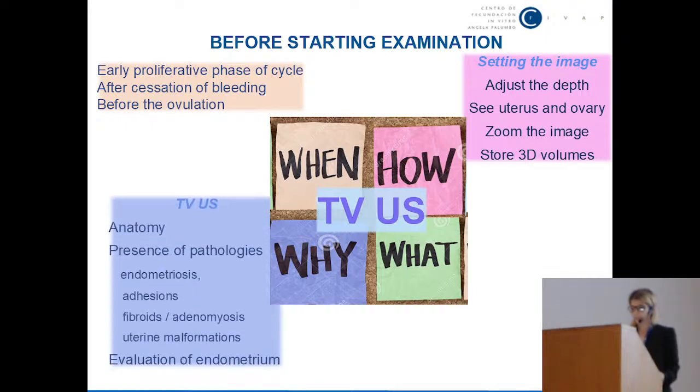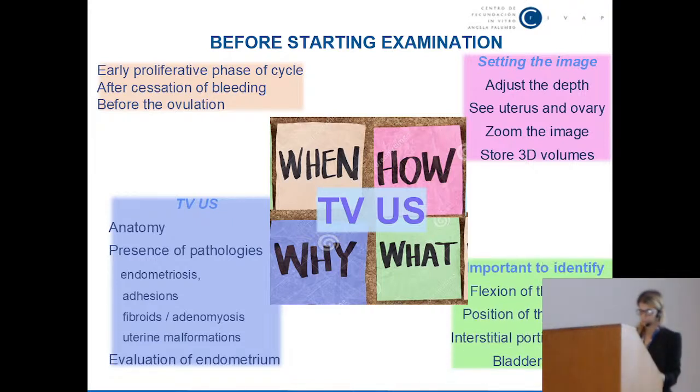Then we perform the transvaginal ultrasound also to evaluate anatomy, presence of pathology such as endometriosis, adhesions, fibroids, adenomyosis, uterine malformation, and for evaluation of the endometrium. It is important to identify flexion of the uterus and position of the ovaries, the interstitial portion of the tube, and the bladder.